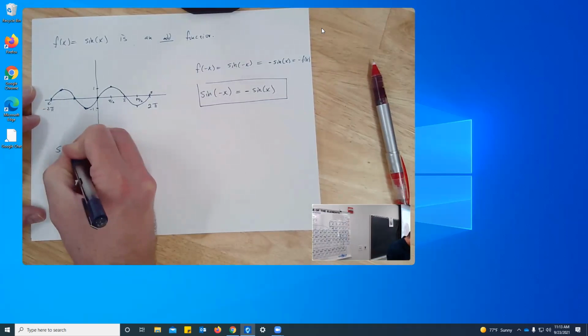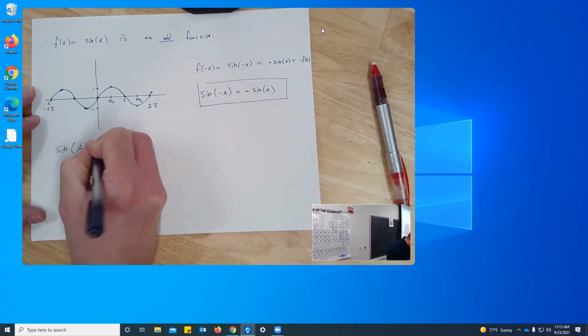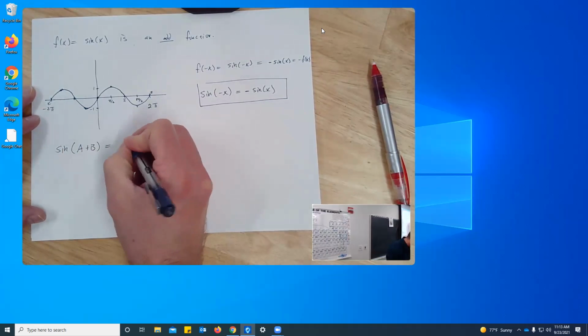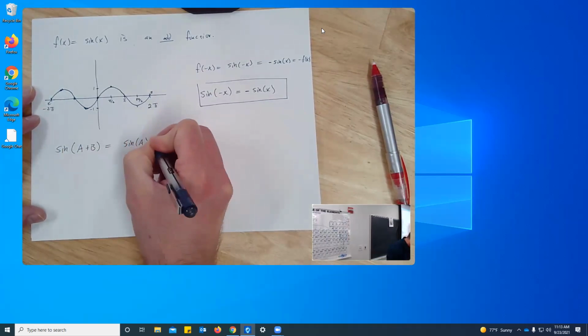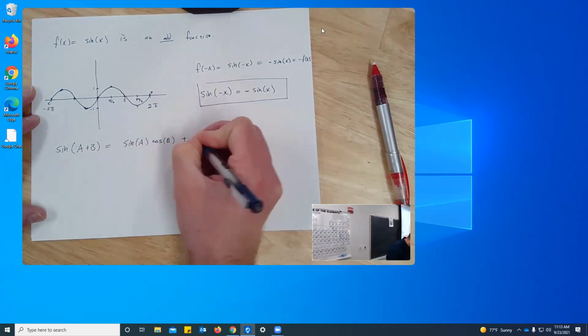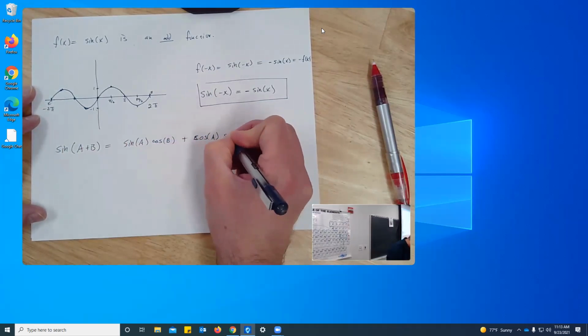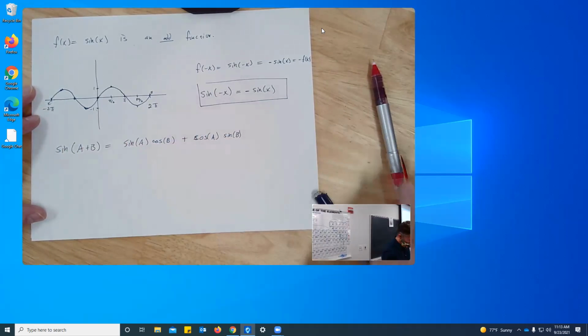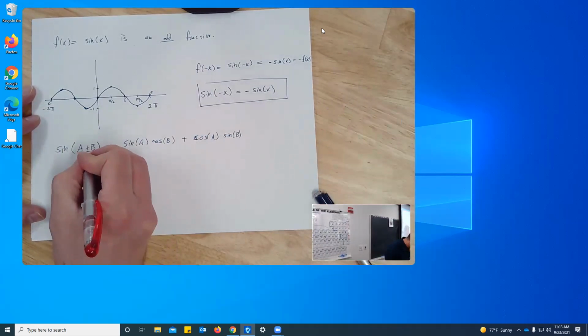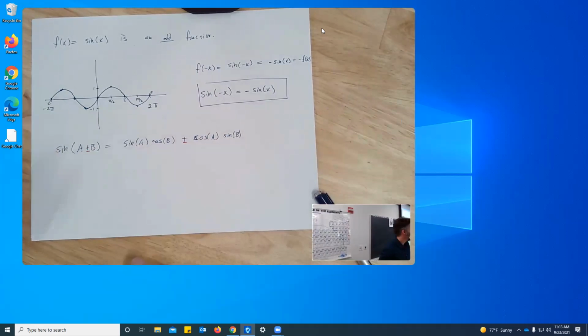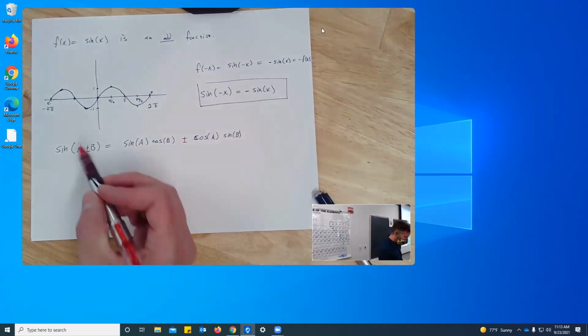There is this formula: sine of a plus b is equal to sine of a times cosine of b plus cosine of a times sine of b. And if you add, it's like that. If you subtract, it's like that. So sine of a plus or minus b is equal to sine of a times cosine of b plus or minus cosine of a times sine of b. If it's a plus here, it's a plus here.